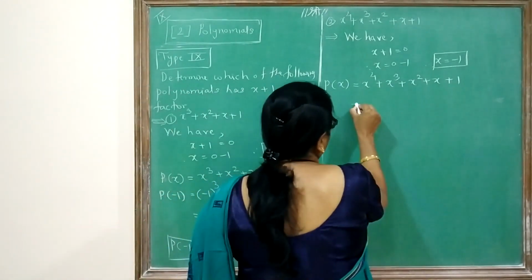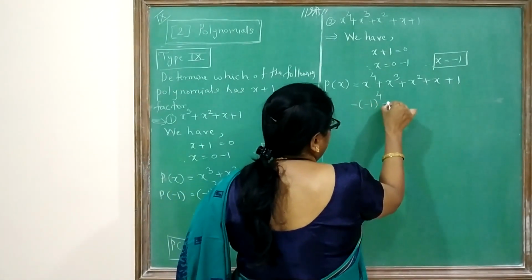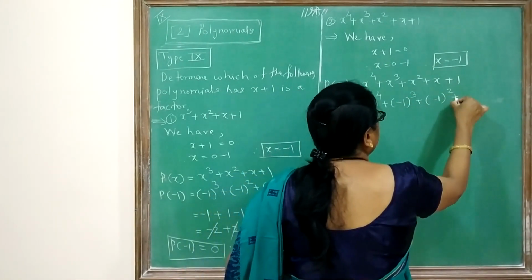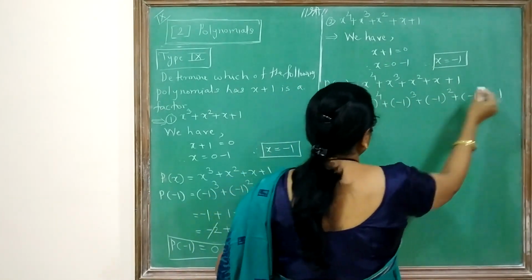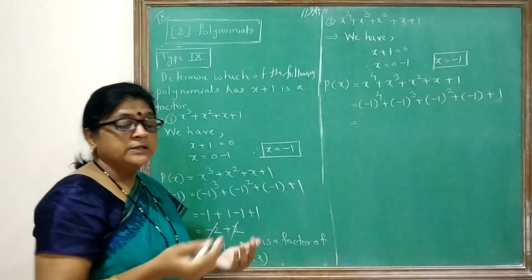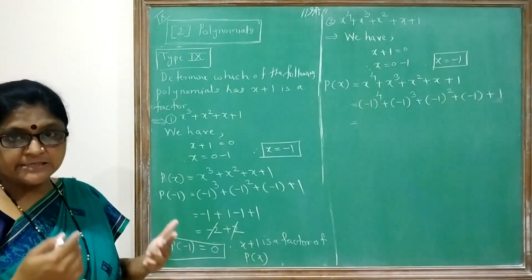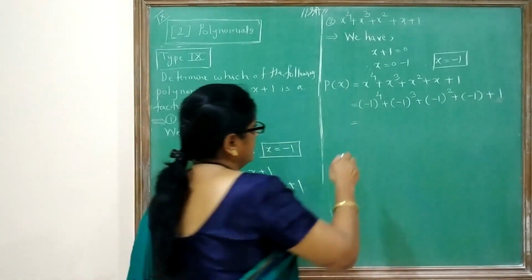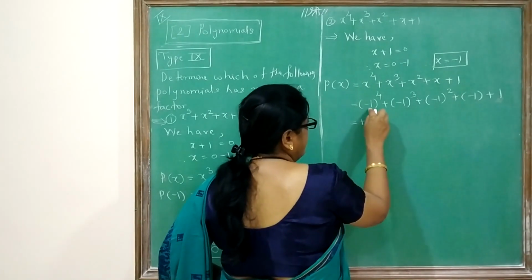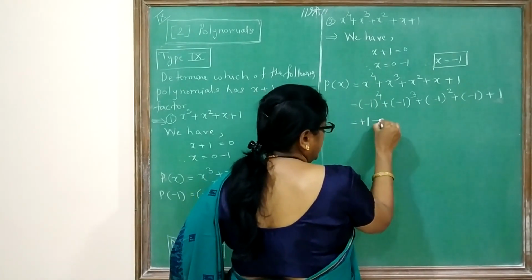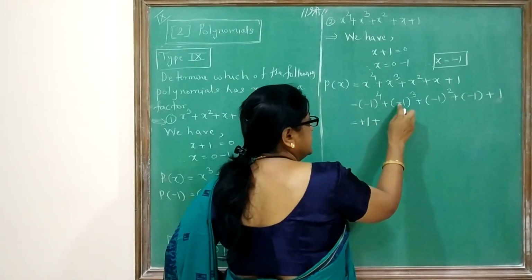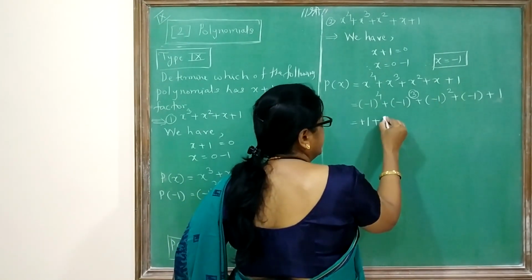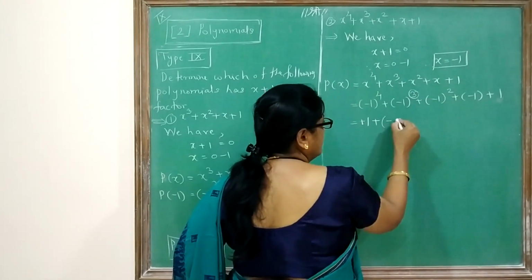Then we will get here minus 1 raised to 4 plus minus 1 whole bracket cube plus minus 1 whole bracket square plus minus 1 plus 1. Then minus 1 raised to 4: here power is even, then plus sign is taken. 1 raised to 4 is 1. Plus, this plus sign will be same. Here minus 1 whole bracket cube: here power is odd, then you will write here minus, and 1 cube is 1.